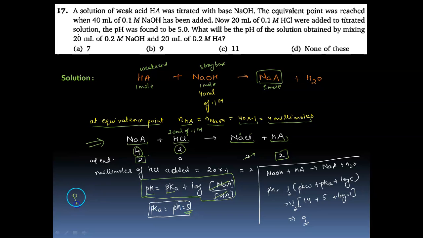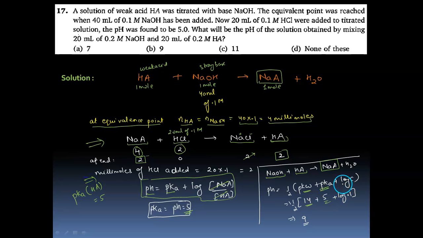So at this point we have got the value of pKa of the weak acid HA, and that is equal to 5. And lastly they ask, what will be the pH of a solution obtained by mixing 20 ml of 0.2 molar NaOH and 20 ml of 0.2 molar HA? If you put equal amounts of NaOH and HA, we get only salt. In the solution we have only salt, so we'll use the formula for salt hydrolysis, that is pH equals 1 by 2 of pKw plus pKa plus log C. pKw we know is 14 at 25 degrees centigrade, and pKa we got from the second data, that is equal to 5.